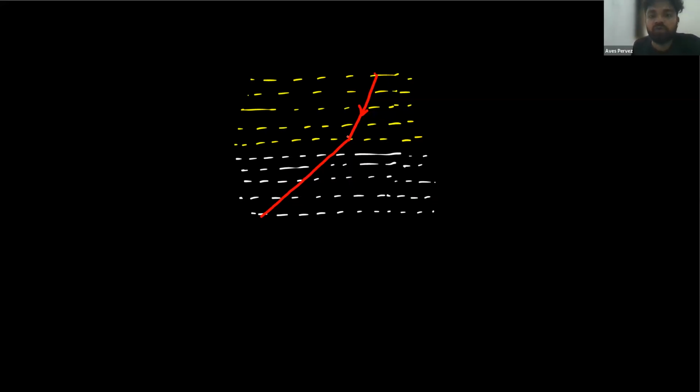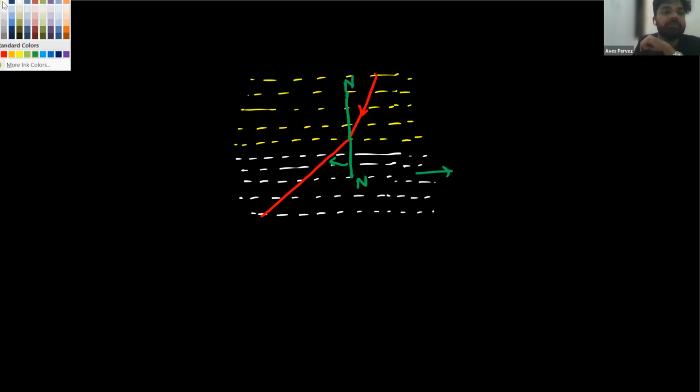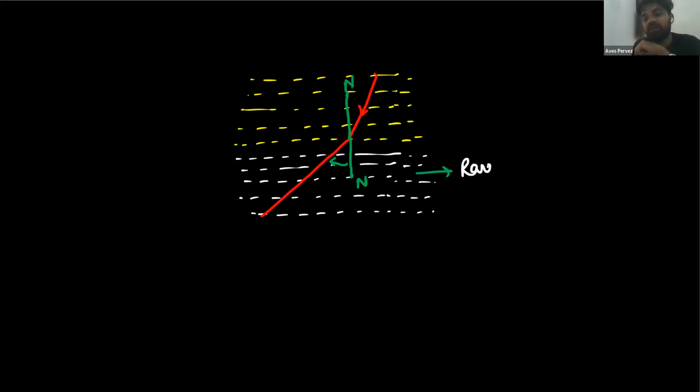So now we can compare here. Let's suppose this is the normal line, and the ray is bending away from the normal. When a ray bends away from the normal, it is considered the rarer medium, and this will be considered the denser.